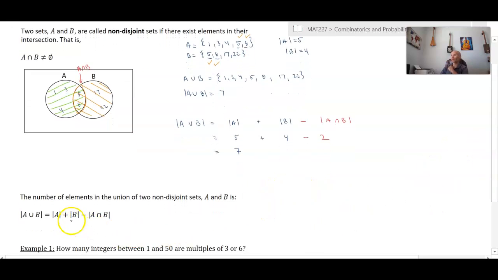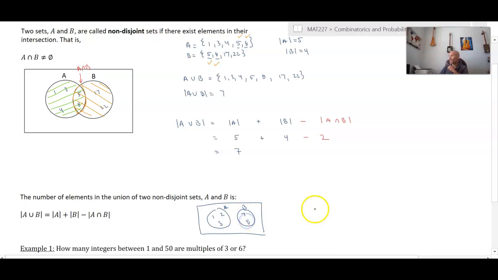Now the cool thing about this non-disjoint formula is that it also works for disjoint sets. So let's say A and B were disjoint, and we failed to realize that, or maybe we just ignored that fact for a moment.